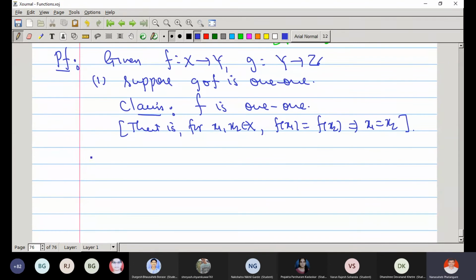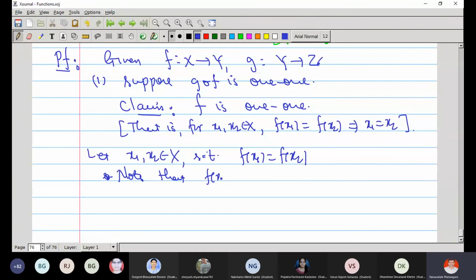So how to start the process? Let x1, x2 in the domain of f such that f(x1) is equal to f(x2). Now we want to check whether x1 is equal to x2. Now, where are these f(x1) and f(x2)? In Y.